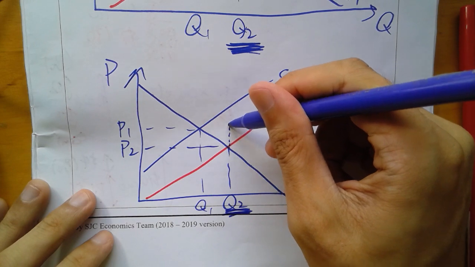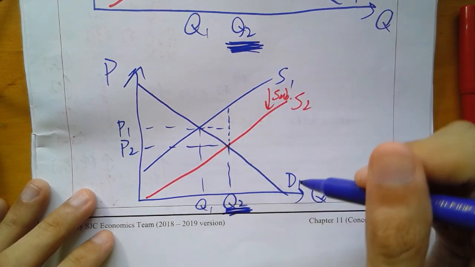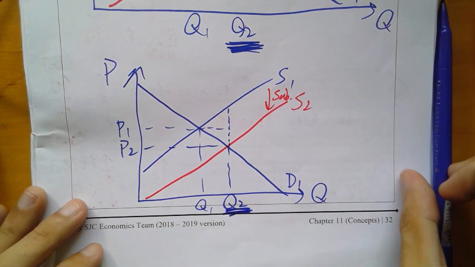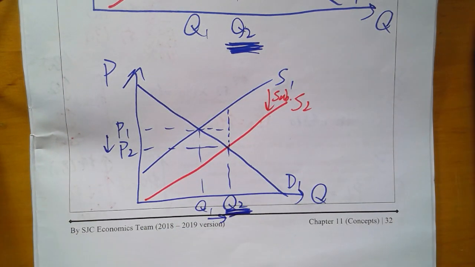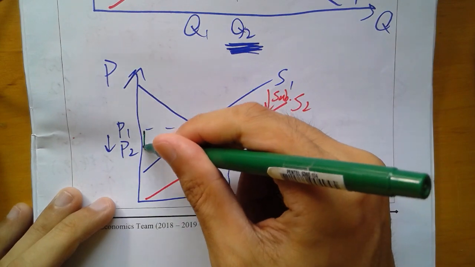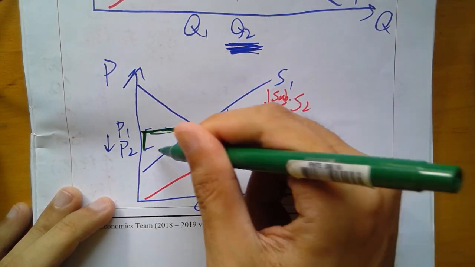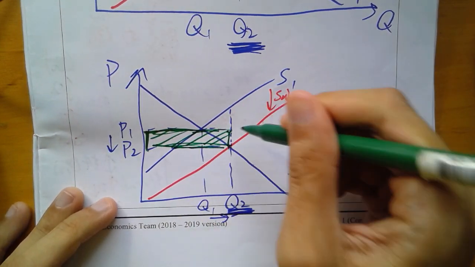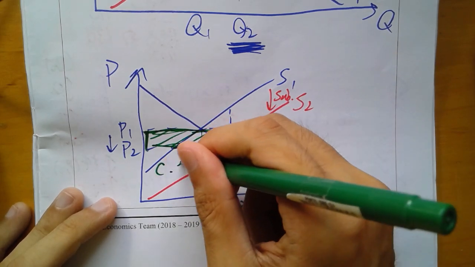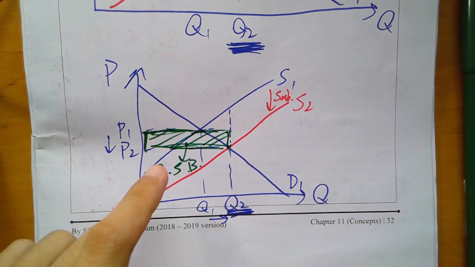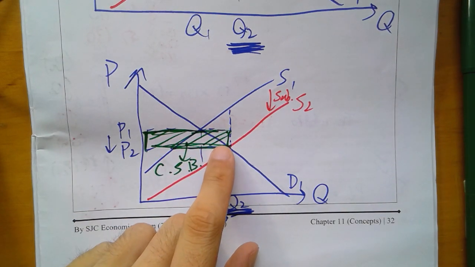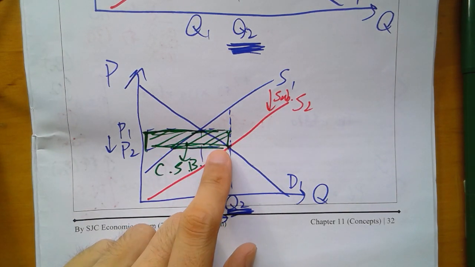Go all the way up here. Then, remember, since this is a drop in price, someone will get the benefit. We call this consumer subsidy benefit. It's cheaper, so the consumer benefits. Now, part of the subsidy is enjoyed by the consumer.